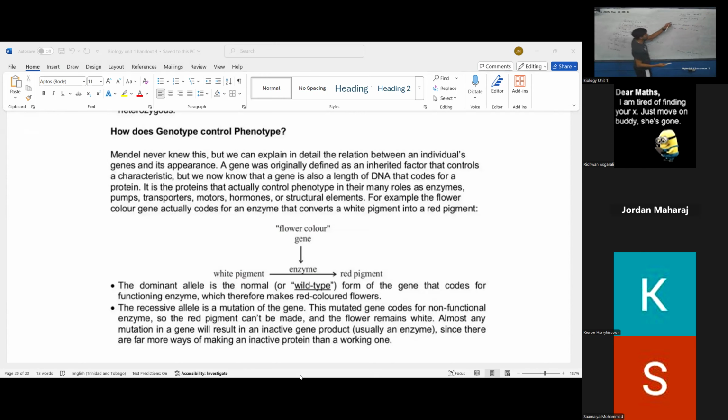Okay, so we have to put them together. But alleles come in pairs, right? So each one has to come in pairs. So for example, I'll give you only two pairs. Cross the true breeding strain.